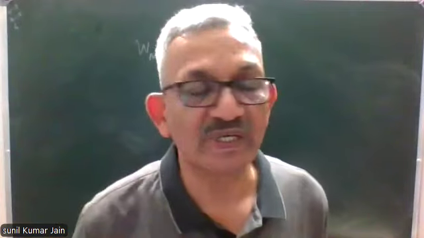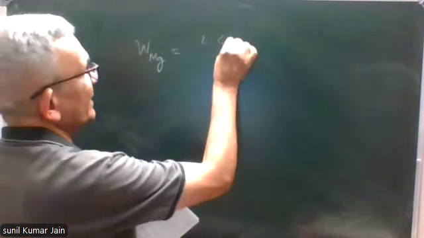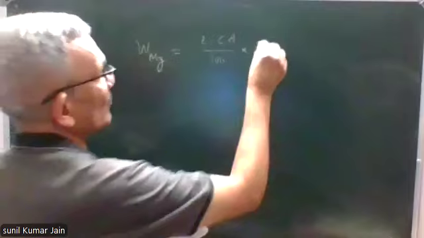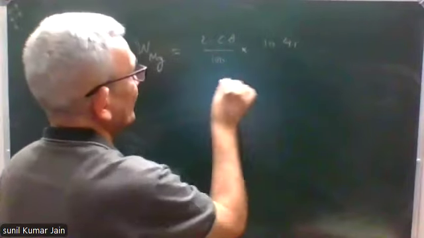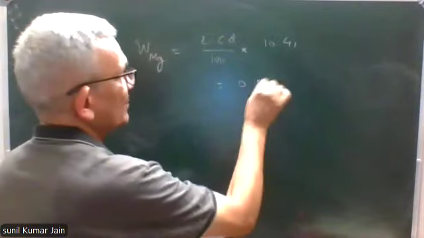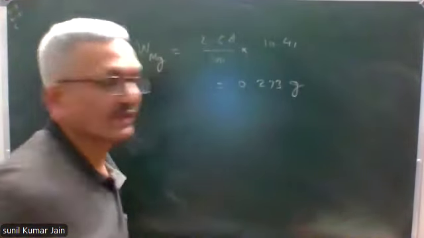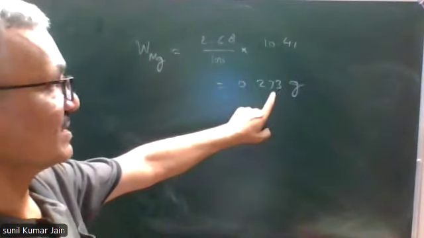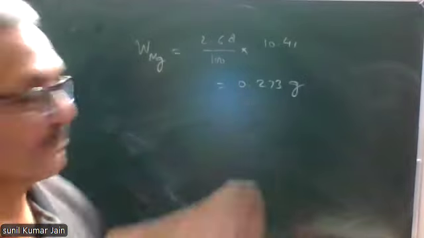We'll first calculate the mass of magnesium present in the given amount of chlorophyll. It contains 2.68% magnesium. So 2.68% of 10.41. When you calculate, this will come out to 0.279 gram. So 10.41 grams of chlorophyll contains so many grams of magnesium.